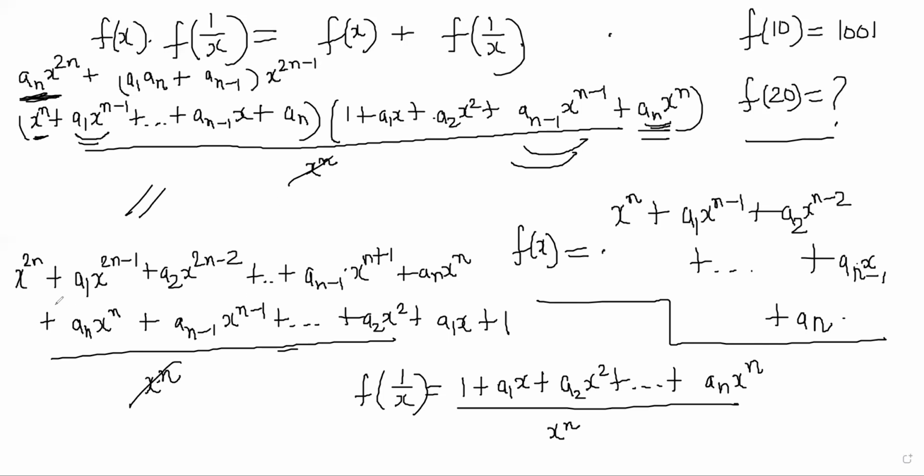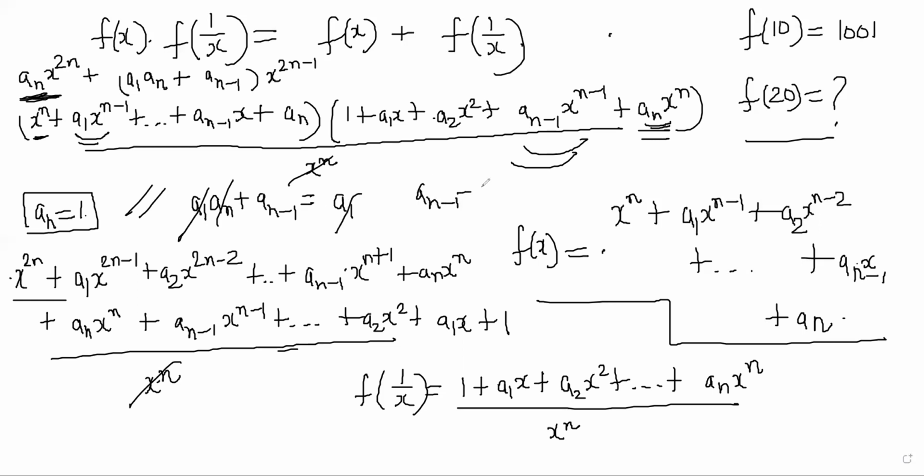And here we have this particular series. So first of all, if they have to match, then an has to be 1. And then you are seeing that a1 into an plus a(n-1) should be equal to a1. And an is 1, so a1 is gone, so a(n-1) is 0. For sure you're getting that after just multiplying and comparing coefficients.